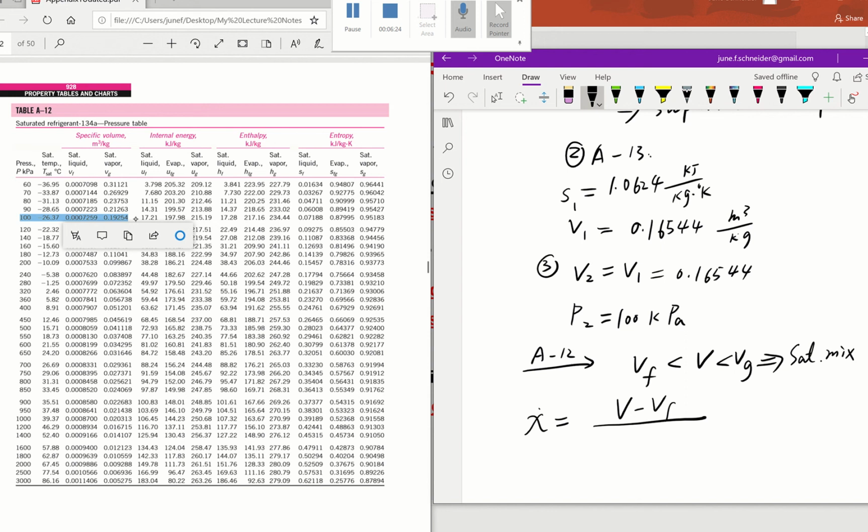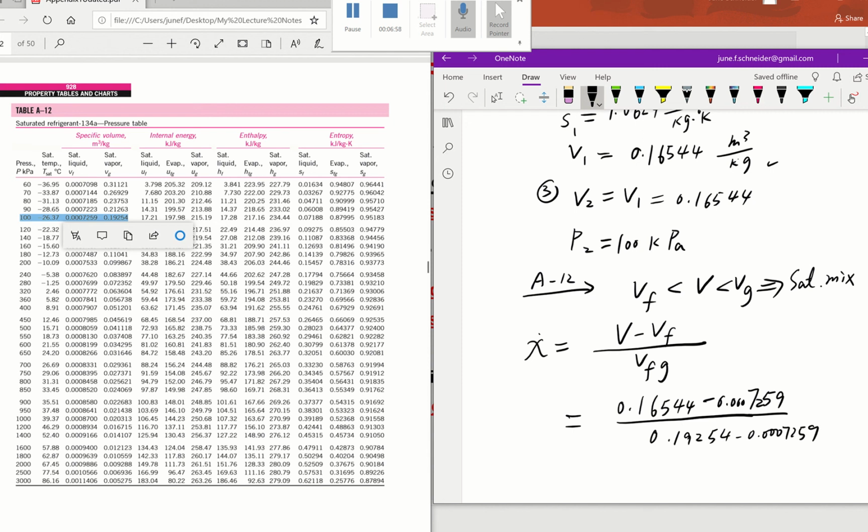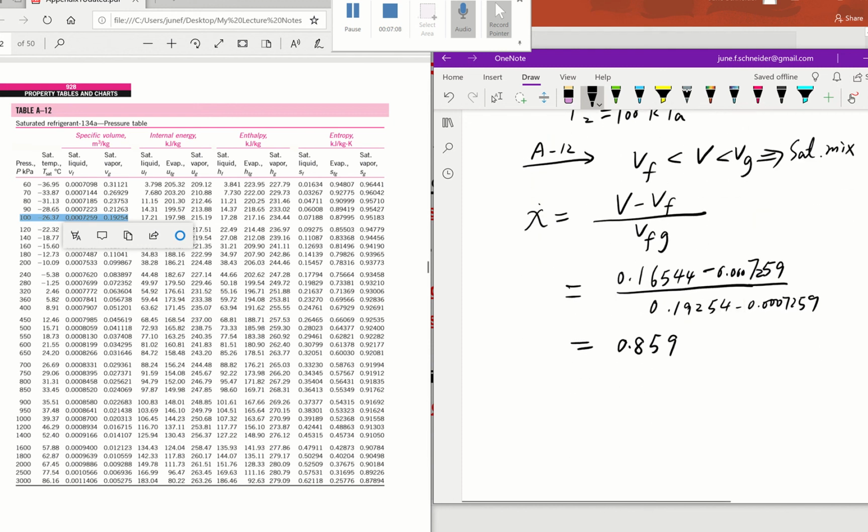So x is V minus VF over VFG. Our V is 0.16544, and our VF value, right here in the table, is 0.0007259. Our VFG will be VG minus VF. So we will be able to calculate our quality. It's going to be about 0.859. Knowing the quality, we can now find our entropy at state 2.